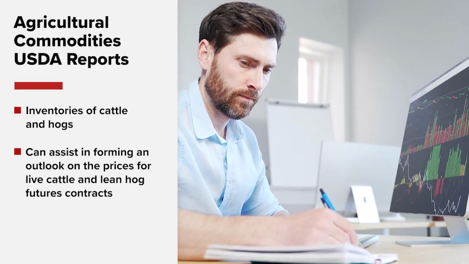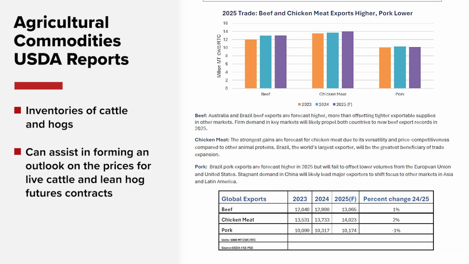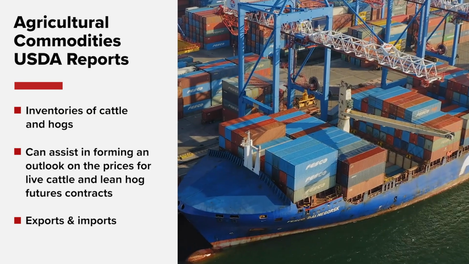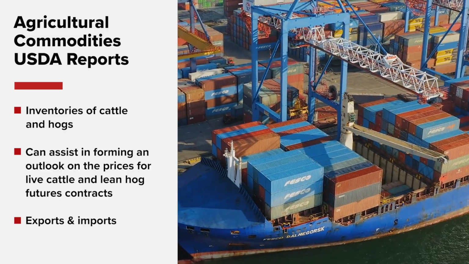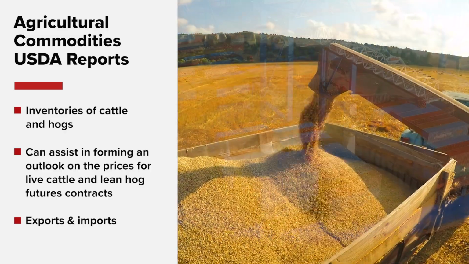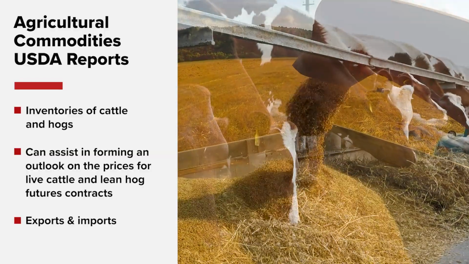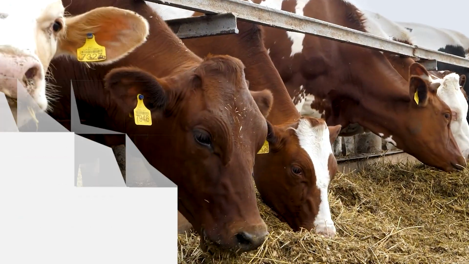This type of data can assist traders, for example, in forming an outlook on the prices for live cattle and lean hog futures contracts. Livestock reports may also include data about meat exports and imports, which can help traders assess global demand and international market pressures. Other considerations may extend to the grain markets given supply expectations, as livestock also affects feed volumes.